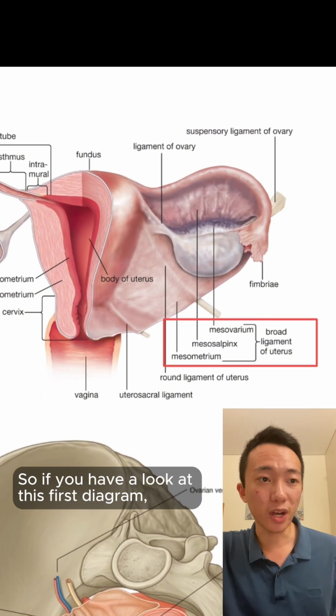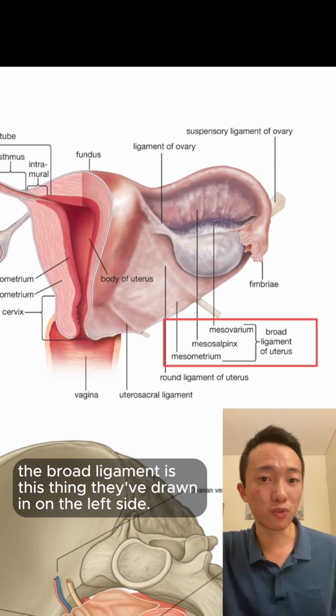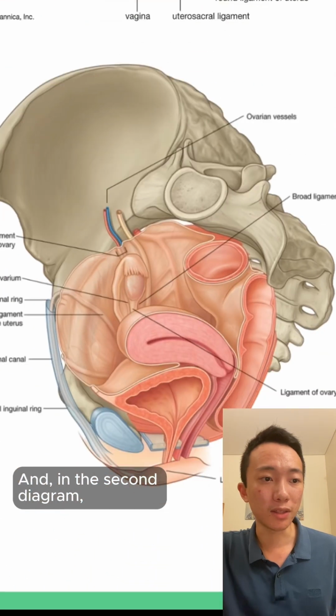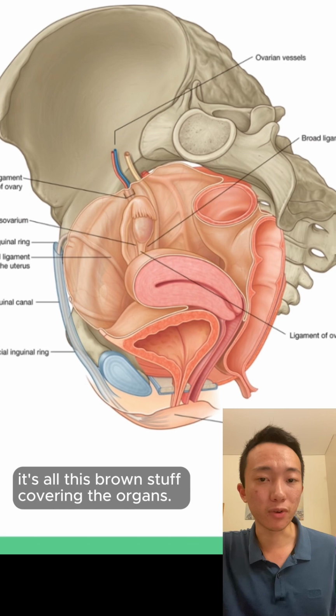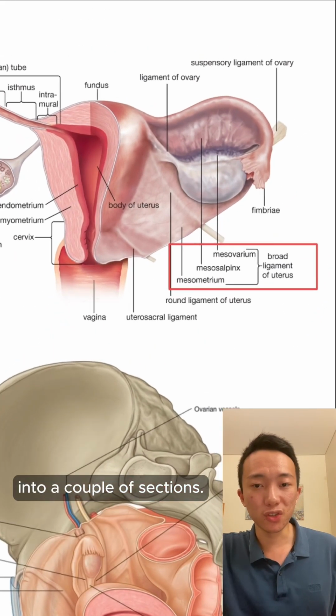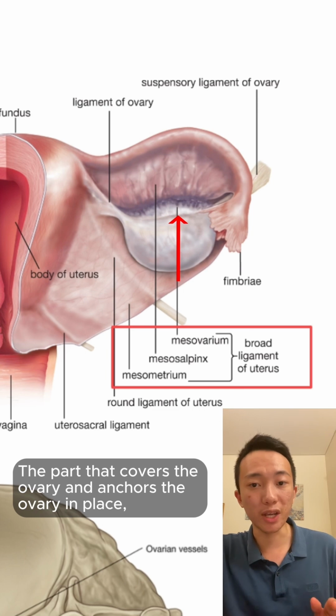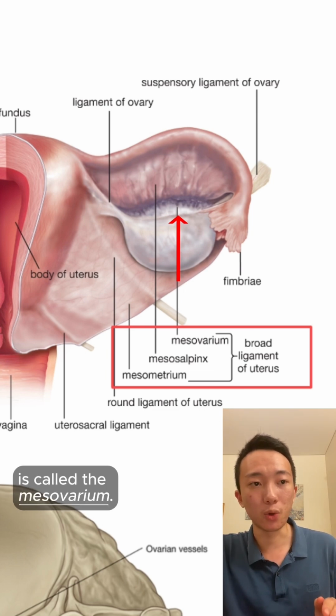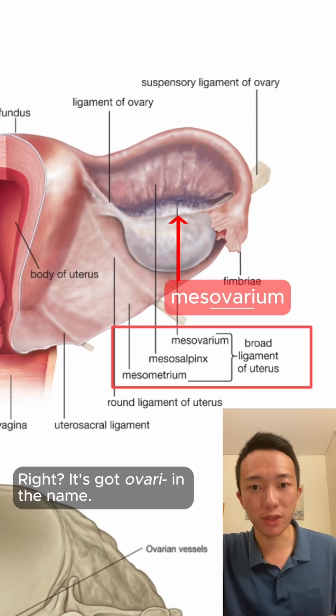So if you look at this first diagram, the broad ligament is this thing they've drawn in on the left side, and in the second diagram, it's all this brown stuff covering the organs. Now, the broad ligament can be subdivided into a couple of sections. So the part that covers the ovary and anchors the ovary in place is called the mesovarium, right? It's got ovary in the name.